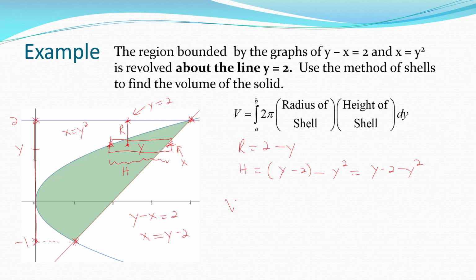So the volume is equal to the integral from -1 to 2 of 2 times pi times the radius times the height dy. That's it. And that integral is easy enough to do. You just distribute the product to turn it into a sum or difference of constant multiples of things you know how to integrate. You then integrate each piece. Once again, this is simple enough. I'll leave it to you.